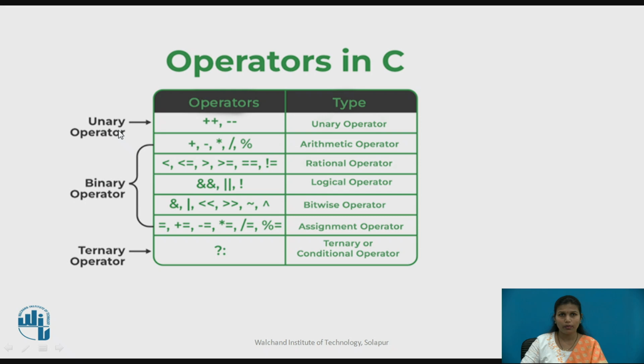First one is the unary operator, second one is the binary operator, and third one is the ternary operator. Unary operator consists of increment and decrement operators. Binary operator consists of arithmetic, relational, logical, bitwise and assignment operators, and the third one is the ternary operator. It is nothing but the conditional operator. Let's see these operators one by one.